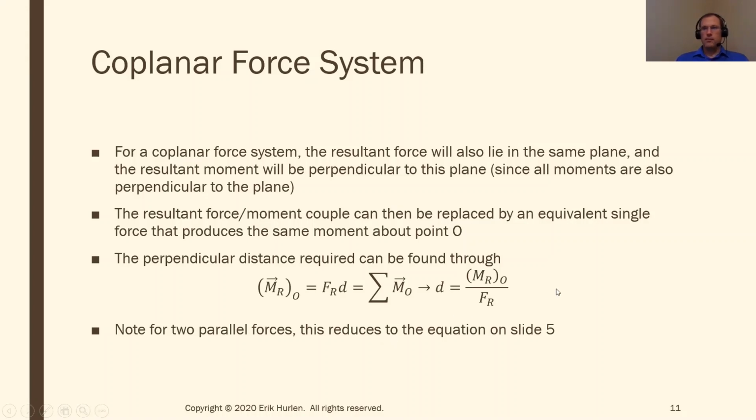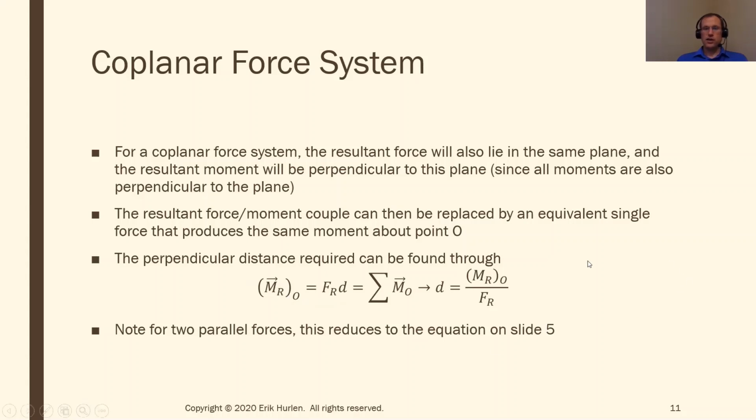And a lot of times I want to take all these forces and replace them with some single equivalent force. And that one single equivalent force has the exact same translational and rotational qualities as the original force system, however many there were. And as usual, to find that net force, just add all the forces together. The moment, MR about some point O, is FR times d. So again, perpendicular distance and force. That's the sum of all the moments.